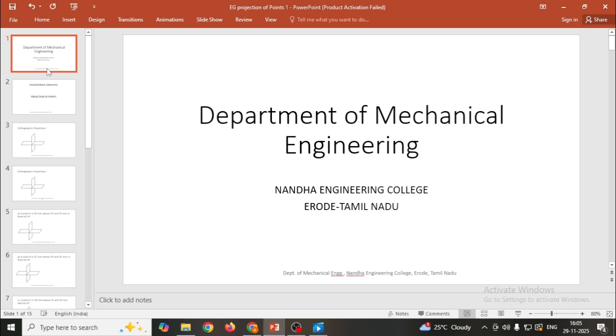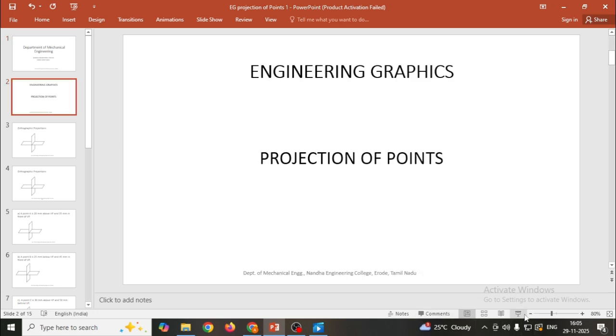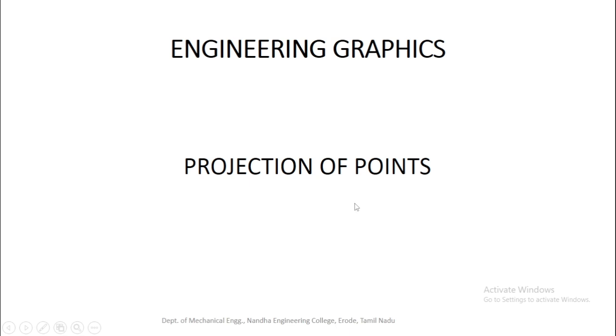Nanda Engineering College, E-Road. Today I am going to discuss the projection of points in engineering graphics. As we know, engineering graphics is the communication among the engineers, the person who is going to make the component, and the persons who are going to assemble the components. What are projections? Projection is converting the three-dimensional object into a two-dimensional object without distorting the dimensions in both x and y axis.